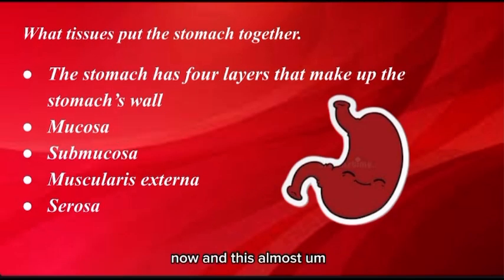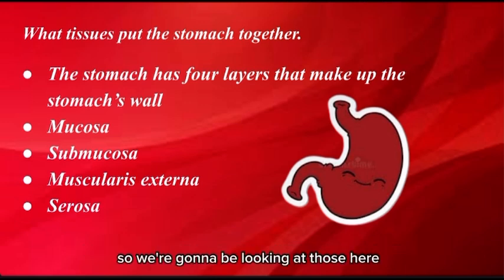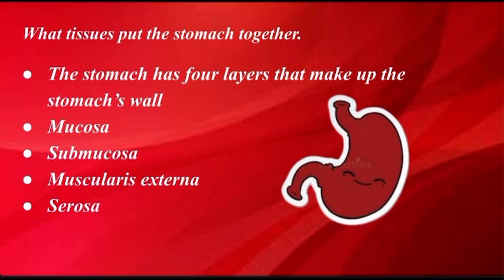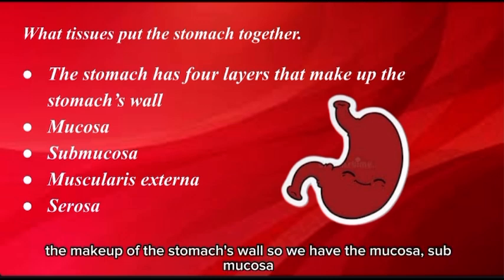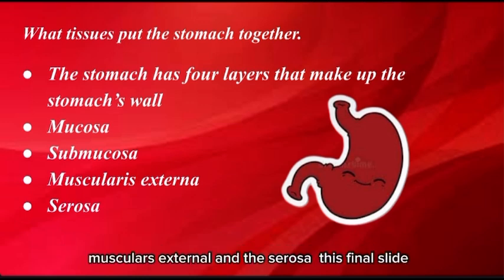Now, this almost second to last slide is going to be talking about what tissues put the stomach together. So we're going to be looking at those. Here we can see that the stomach has 4 layers that make up the stomach's wall. So we have the mucosa, submucosa, muscularis externa, and the serosa.